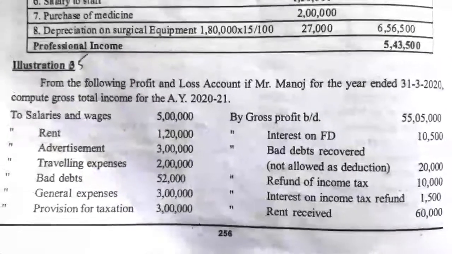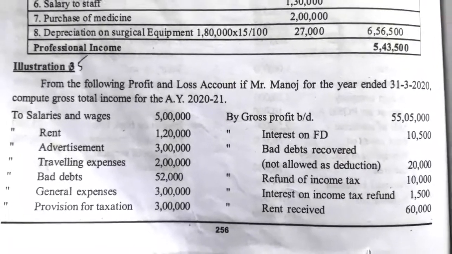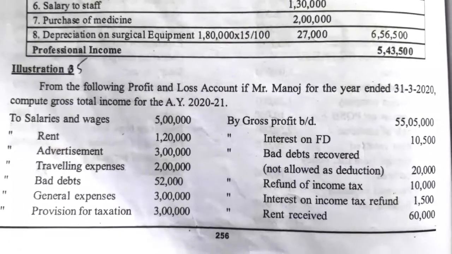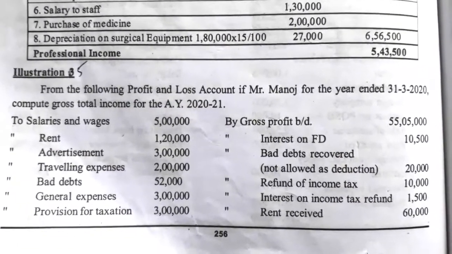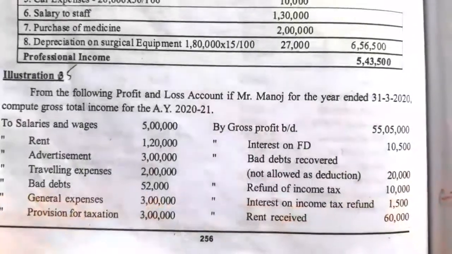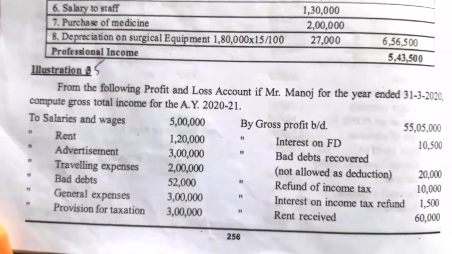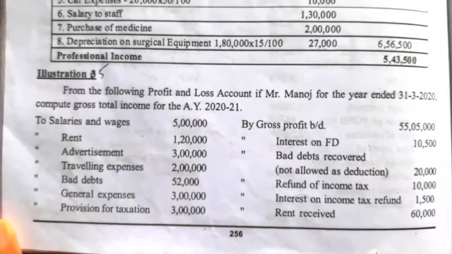Hello students, today we will learn the next illustration number 5 relating to the computation of business income. See the illustration. From the following profit and loss account of Mr. Manoj for the year ended 31st March 2020, compute the gross total income for the assessment year 2020-21.